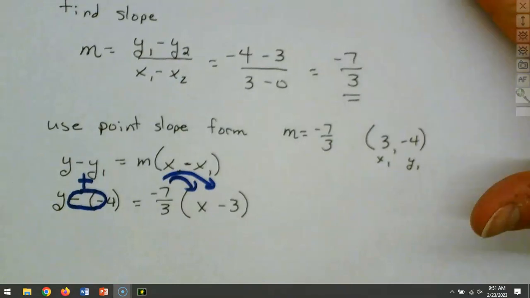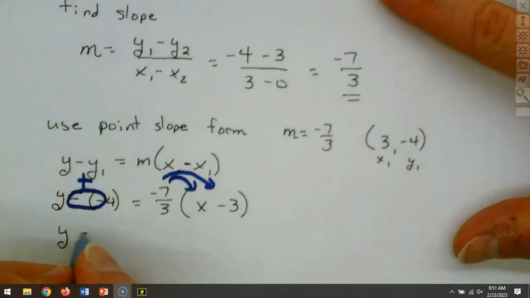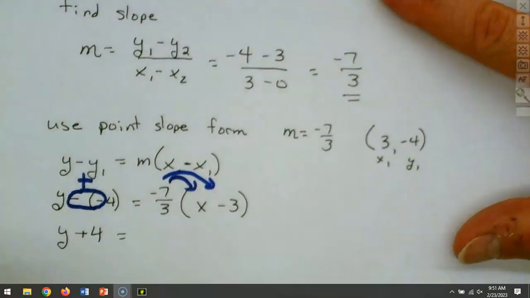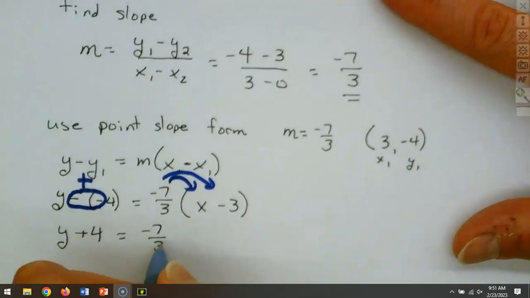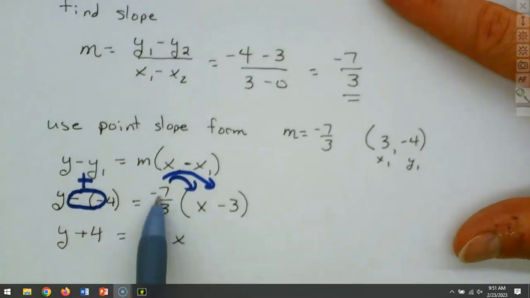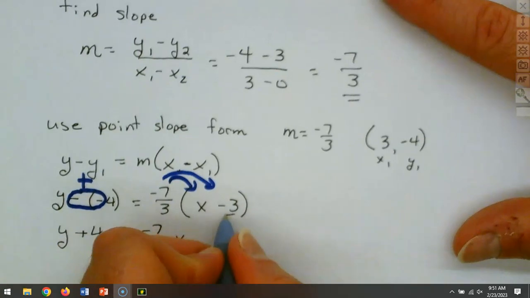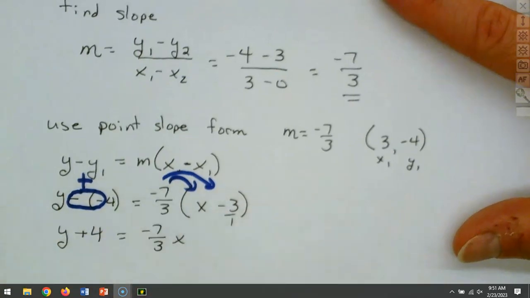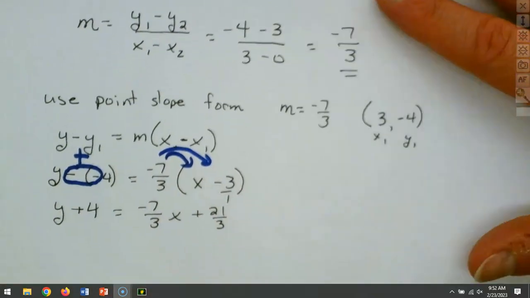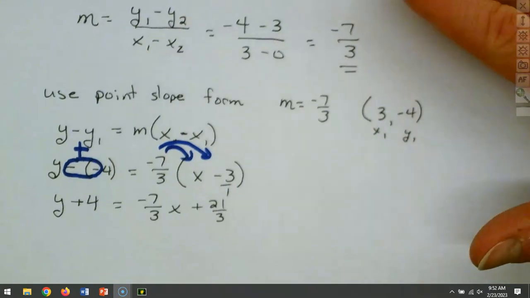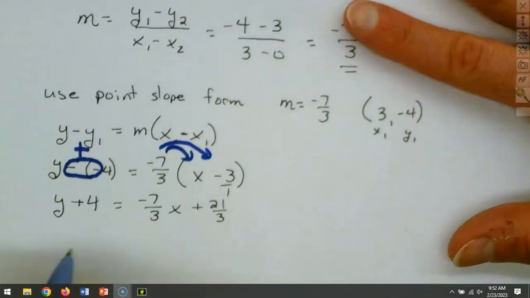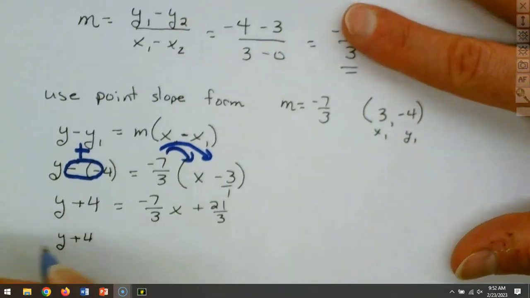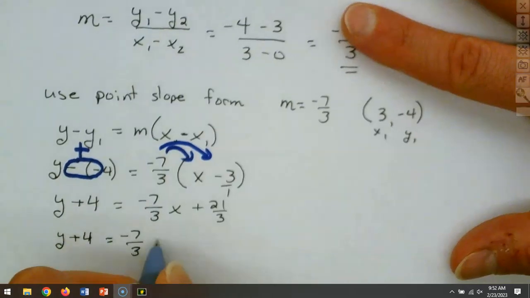So now that leaves me with y plus 4 equals, distributing through, -7/3 x. Double negative makes it positive. And -7 times a -3, that makes it a positive 21/3. And what do we know about 21/3? Well, that reduces down to what? 21/3 reduces down to 7.